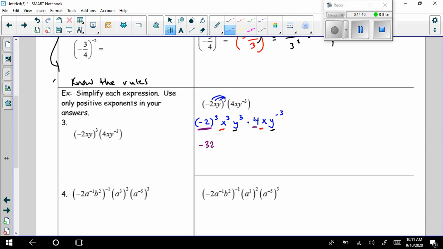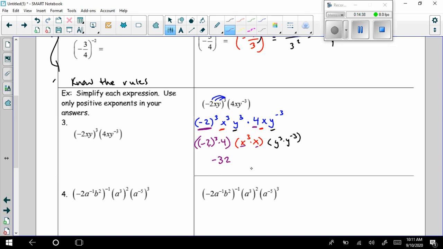All right, so you could group that together if it helps you see it. You're doing negative 2 to the third times 4. That's one group. Then we have x cubed times x. That's our next group. And then we have y to the third times y to the negative third. And this is why I don't apply my negative rule yet. So again, that's negative 32.